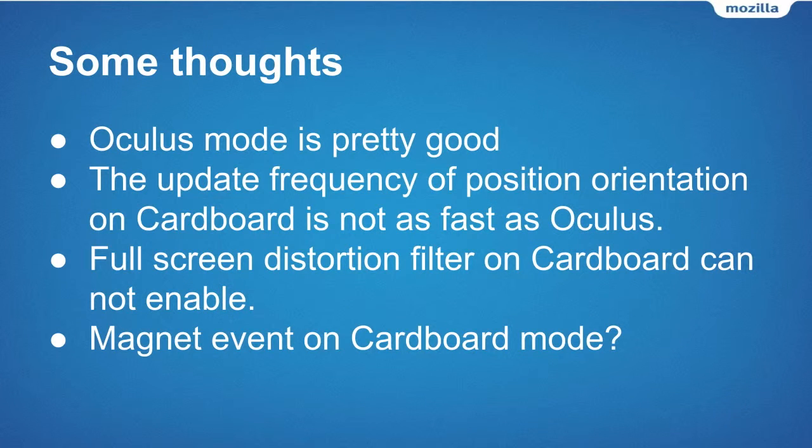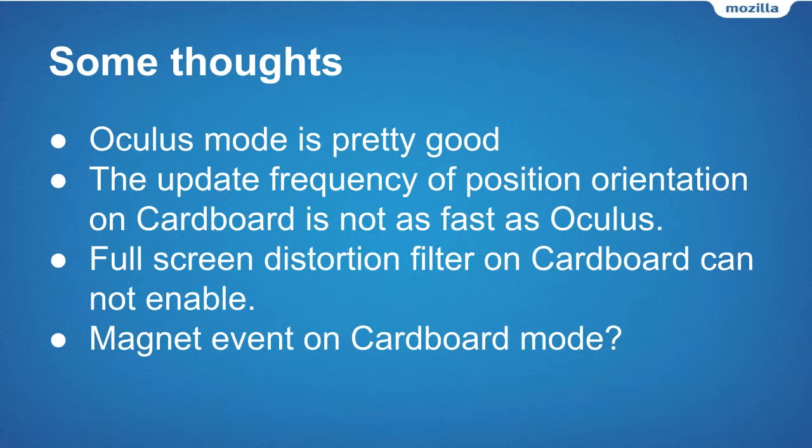At last, I have a few thoughts I want to share with you guys. First, I know you guys spend a lot of time on Oculus. Therefore, Oculus mode is pretty good right now. However, on Cardboard mode, I think we still have a lot of work we can improve. First, the update frequency of orientation is not good enough. Just a few months ago, I still had to use the device orientation API. It is pretty bad, and it's a nightmare for us because we can find lots of latency.